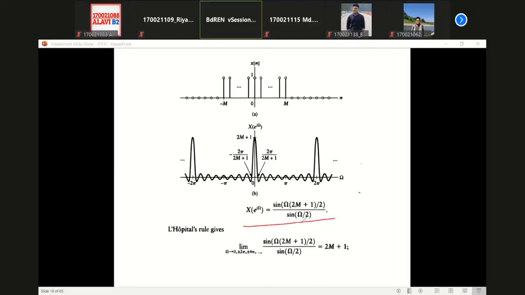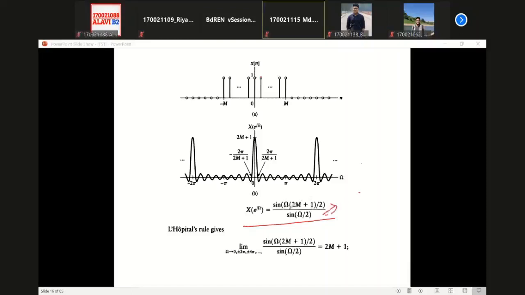At omega equal to 0, what will be the value? This value at omega equal to 0 can be determined by L'Hospital's rule, isn't it? Yes, using L'Hospital's rule.